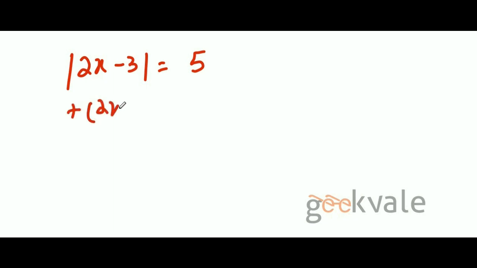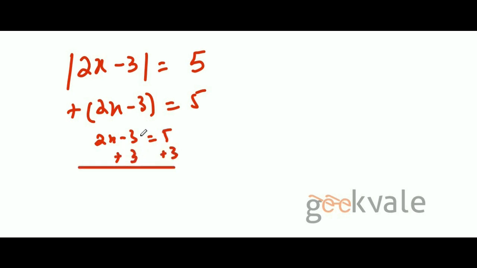Let's try another example. If I have, say, |2x - 3| = 5, then the way to solve it is that first you go for the plus version. 2x minus 3 equals 5. Add 3 to both sides. You'll get 2x equals 5 plus 3, which is 8, sorry, and x from there will be 4.